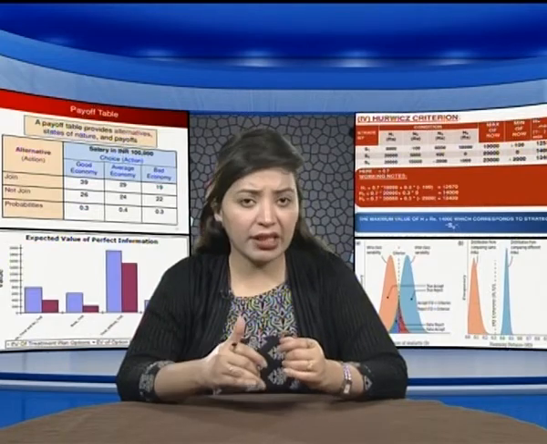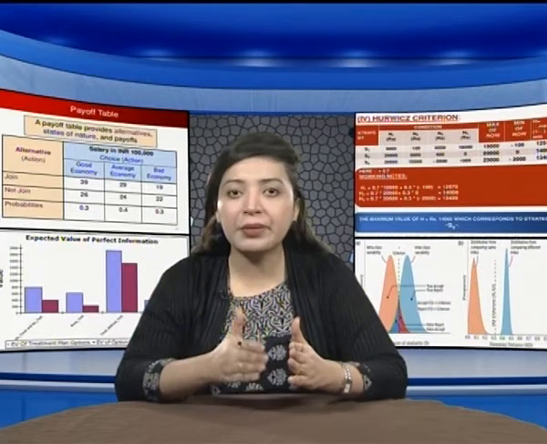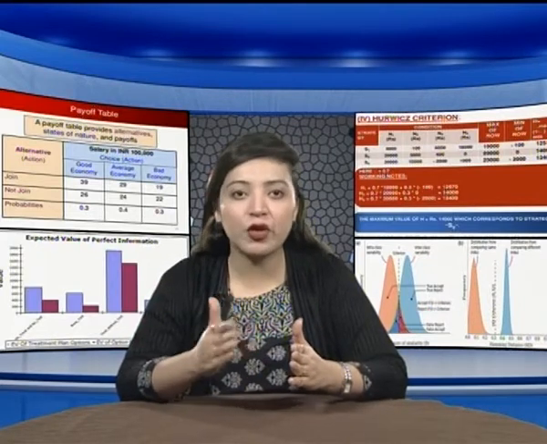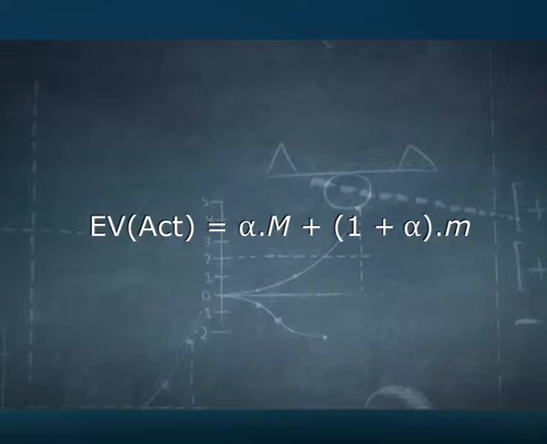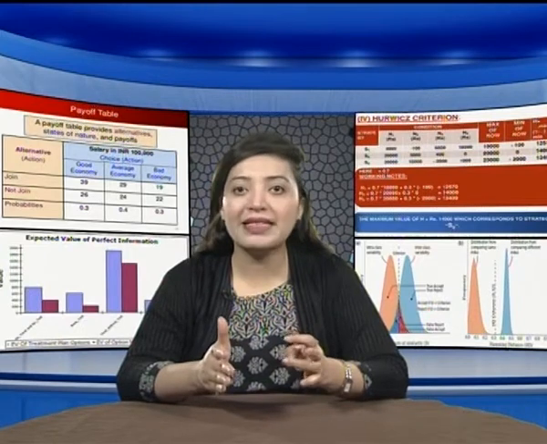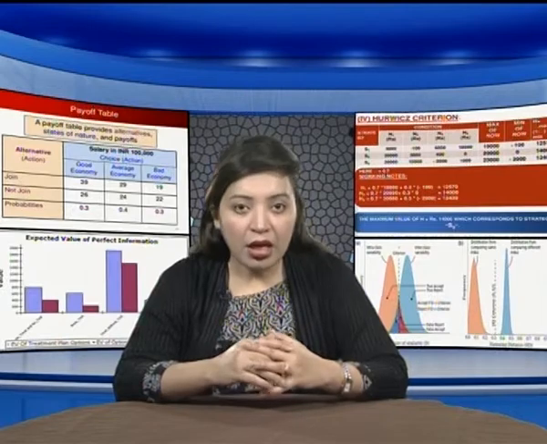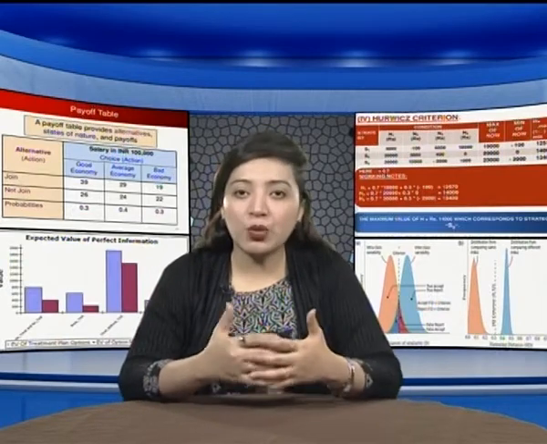To find the optimal act using Hurwicz criteria with alpha as the coefficient of optimism, we first determine the expected value, that is EV, for each act. This is given by EV for act is equal to alpha times M plus (1 minus alpha) times m, where capital M is the maximum payoff and small m is the minimum payoff associated with the given act. We then choose the act which yields the highest expected value.